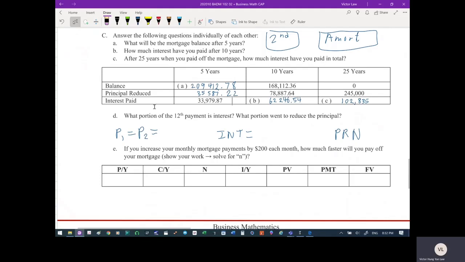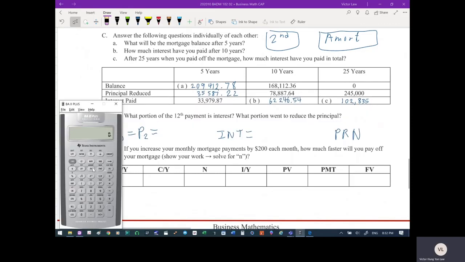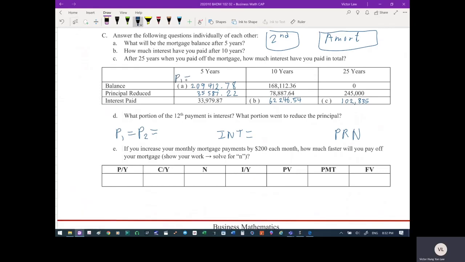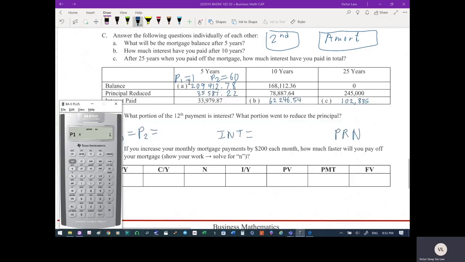We're going to use a new function called amortization. Amortization is right above the PV on your financial calculator. We click second, amort, and it will ask you for P1 and P2. P1 is 1, P2 is 60. P1 is your beginning period, P2 is your ending period. In 5 years, we have 60 months, 60 periods, so P2 is 60.